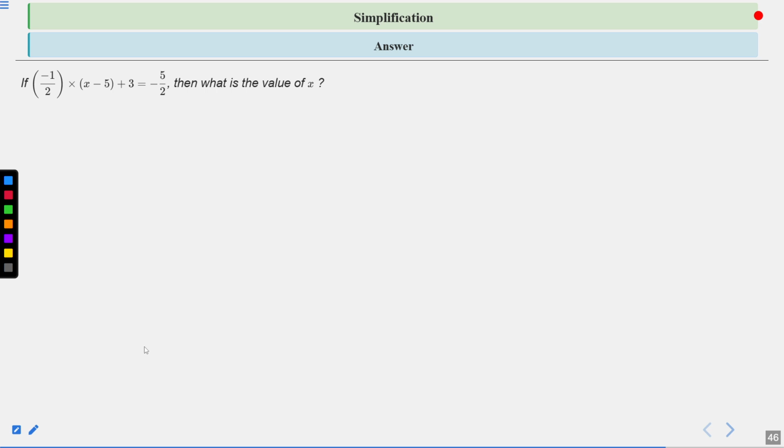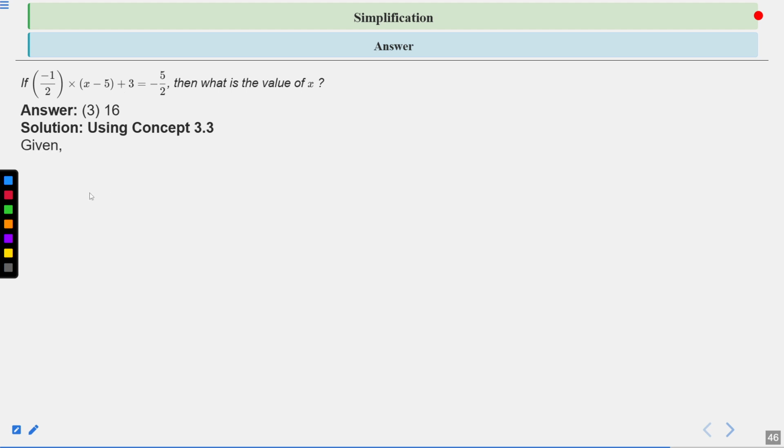So the question says that if minus 1 by 2 multiplying by x minus 5 plus 3 is equal to minus 5 by 2, it is given. So we can calculate the value of x. So by using the simplification rule and BODMAS, we can solve it. So the correct answer of this question is the third one, which is 16. Now see the detailed solution using concept 3.3 in this question.